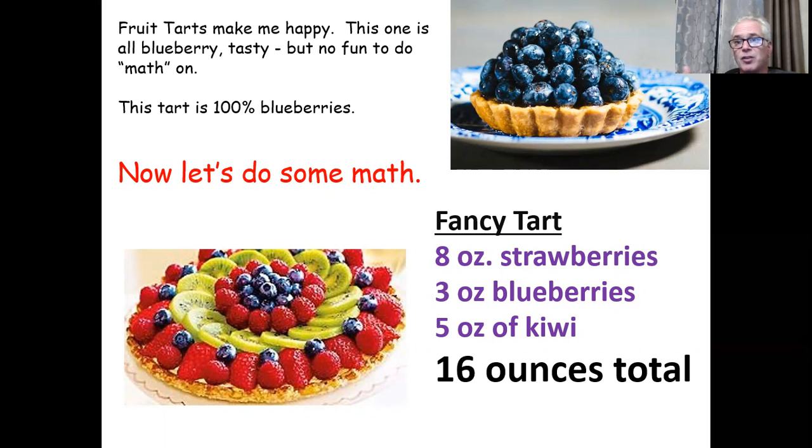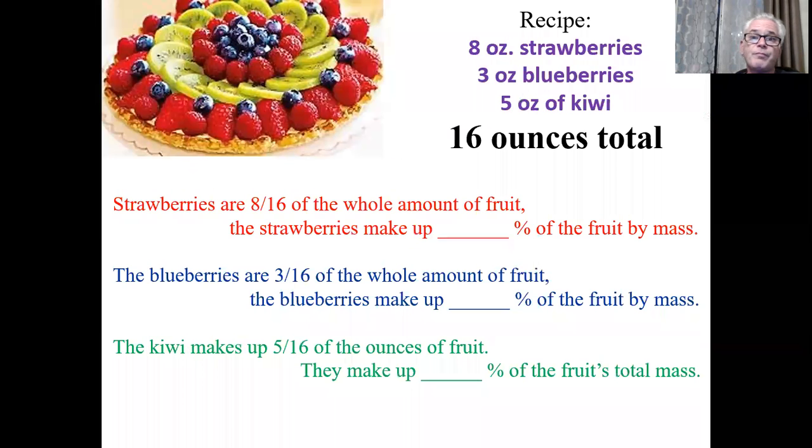Now, look at this fancy one on the bottom. The one on the bottom, because I say so, is made up of 8 ounces of strawberries, 3 ounces of blueberries, and 5 ounces of kiwis. It's 16 ounces, 1 pound altogether. We can do math on that, right? Watch what we're going to do.